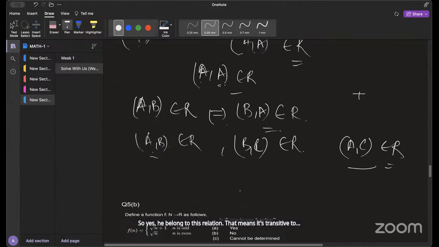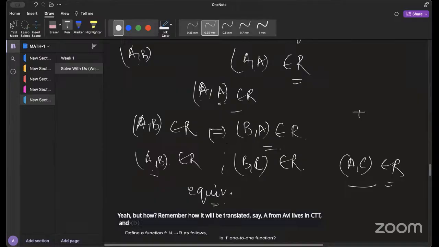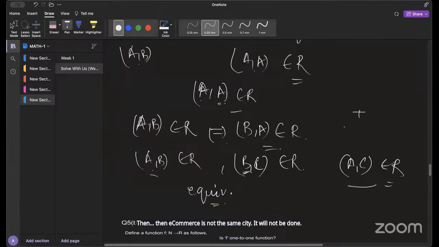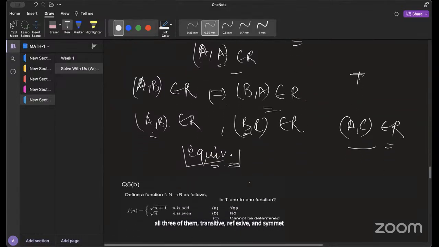Which would mean that this is an equivalence relation. But how will it be transitive? Say A, B lives in city T and B, C lives in city Y. Then A, C is not the same city. No, B cannot live in two cities, no? Oh, yes. So this is an equivalence relation because it is all three of them: transitive, reflexive, and symmetric. So it's an equivalence relation.